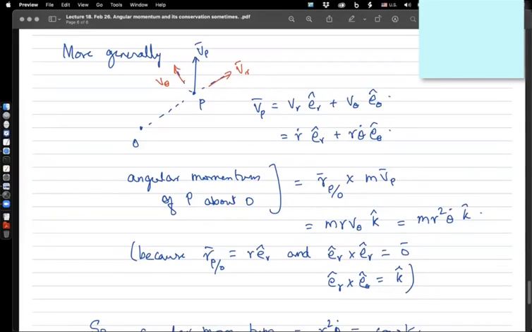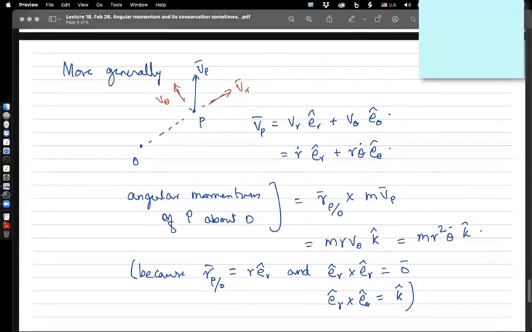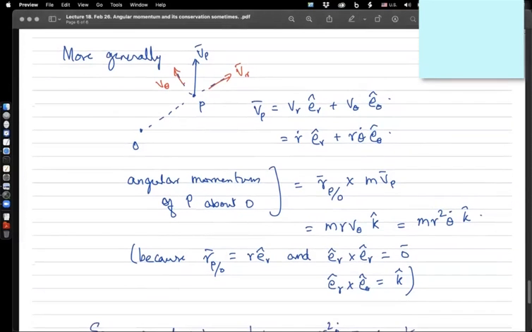So let's see angular momentum in general. You have to basically take the perpendicular component. This is the r vector. You take the perpendicular component. The radial component doesn't matter, okay, for the angular momentum. Any questions about this? Okay, so those are the expressions for angular momentum, mr squared theta dot or mr v theta.